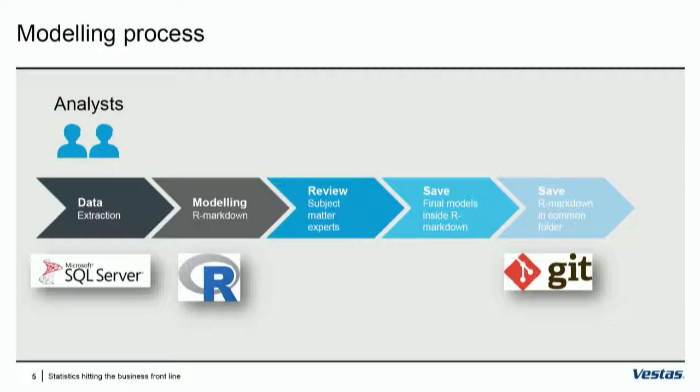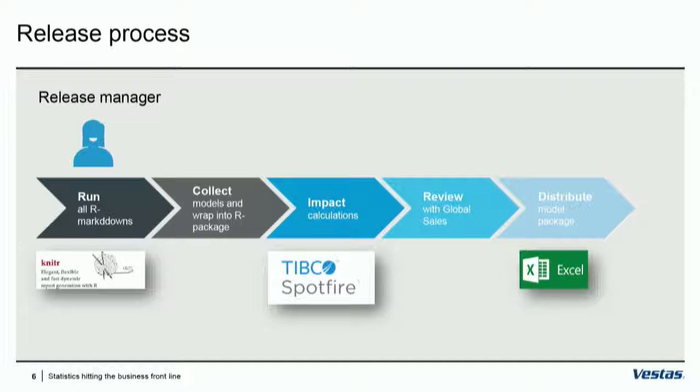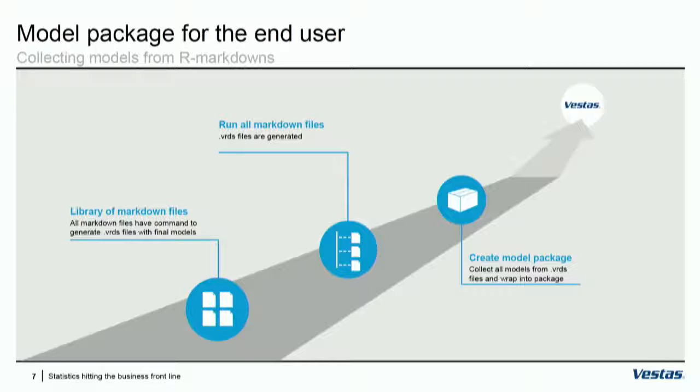So basically, the modeling process: we extract data from the SQL server, model with R, and make the review by the subject matter experts. Then we save our final models inside the markdown, and then the markdown is saved in a specific Git folder. Then, when we release, we run all the markdowns again, and then we collect the final models, I'll show you in a moment. Then we package these models down into a separate package, make impact calculations, and review with sales, who approves it before the models go to be distributed to the end users.